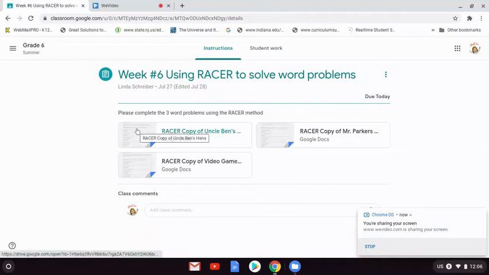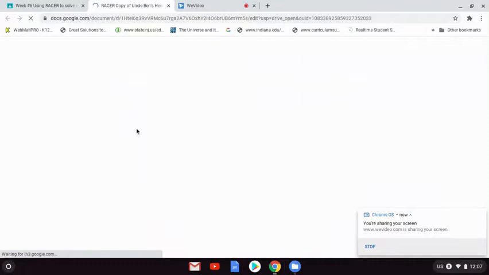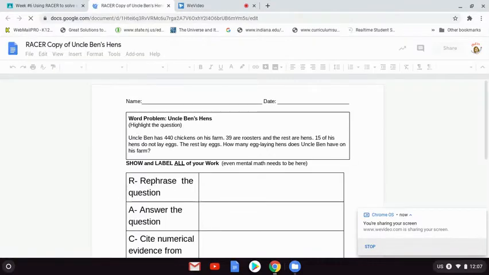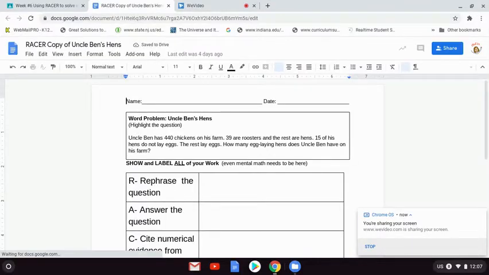So this week you were doing RACER to solve word problems. I'm going to go through each one to see what we could have done. Question number 1 said, Uncle Ben has 440 chickens on his farm. 39 are roosters and the rest are hens. 15 of his hens do not lay eggs. The rest lay eggs. How many egg-laying hens does Uncle Ben have on his farm?